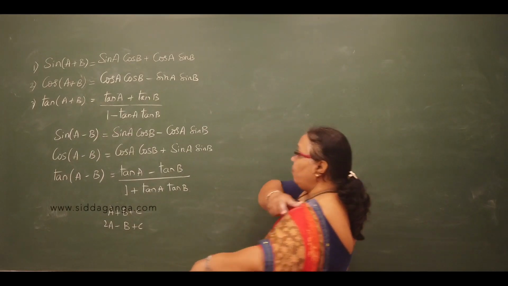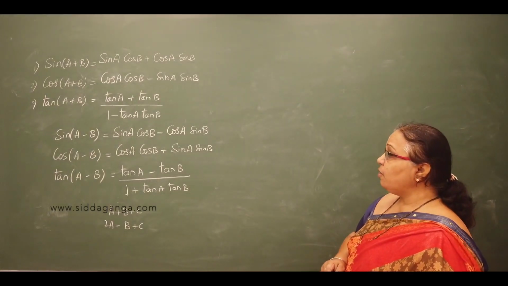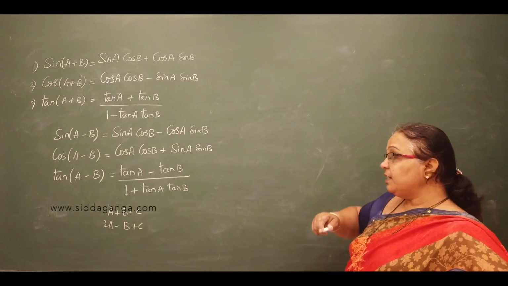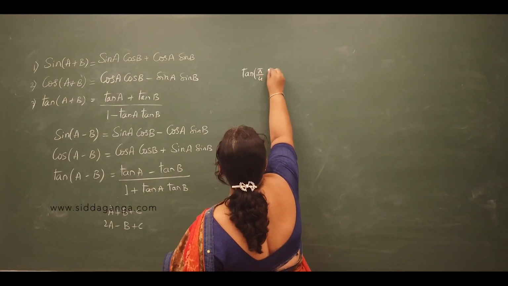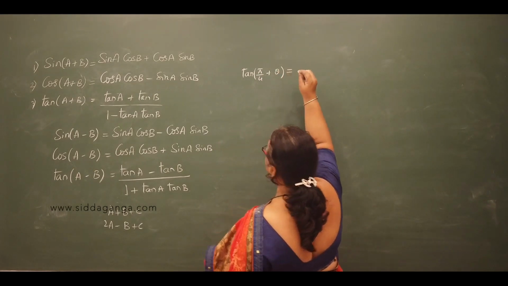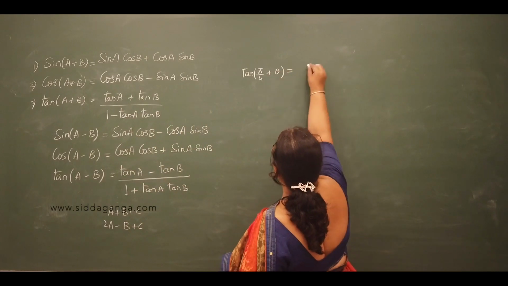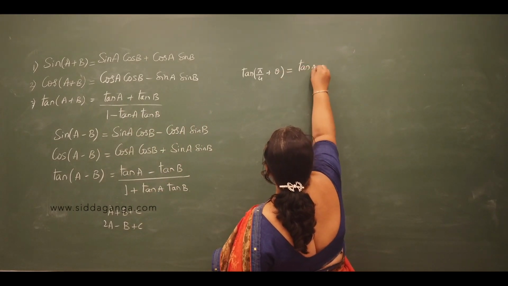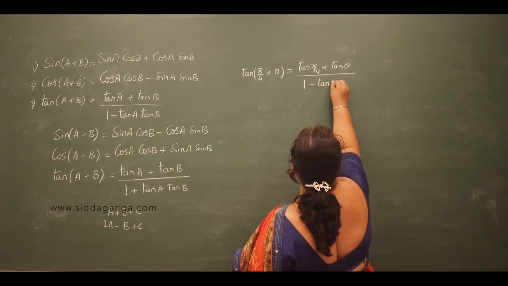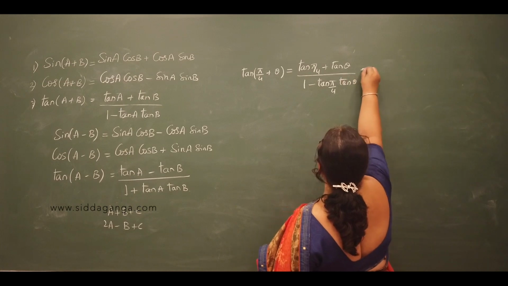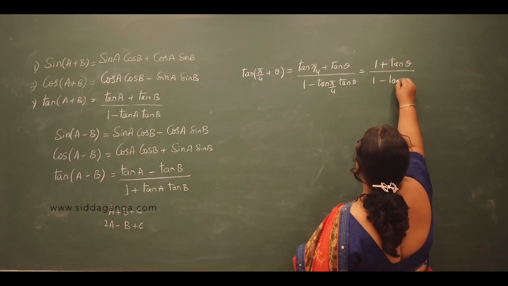Using the formulae, that is sine of A plus B, cos of A plus B, tan of A plus B, now if we replace A by pi by 4, that is tan of pi by 4 plus theta, using the compound angle formula tan of A plus B, we get tan pi by 4 plus tan theta divided by 1 minus tan pi by 4 into tan theta, that is equal to 1 plus tan theta divided by 1 minus tan theta.